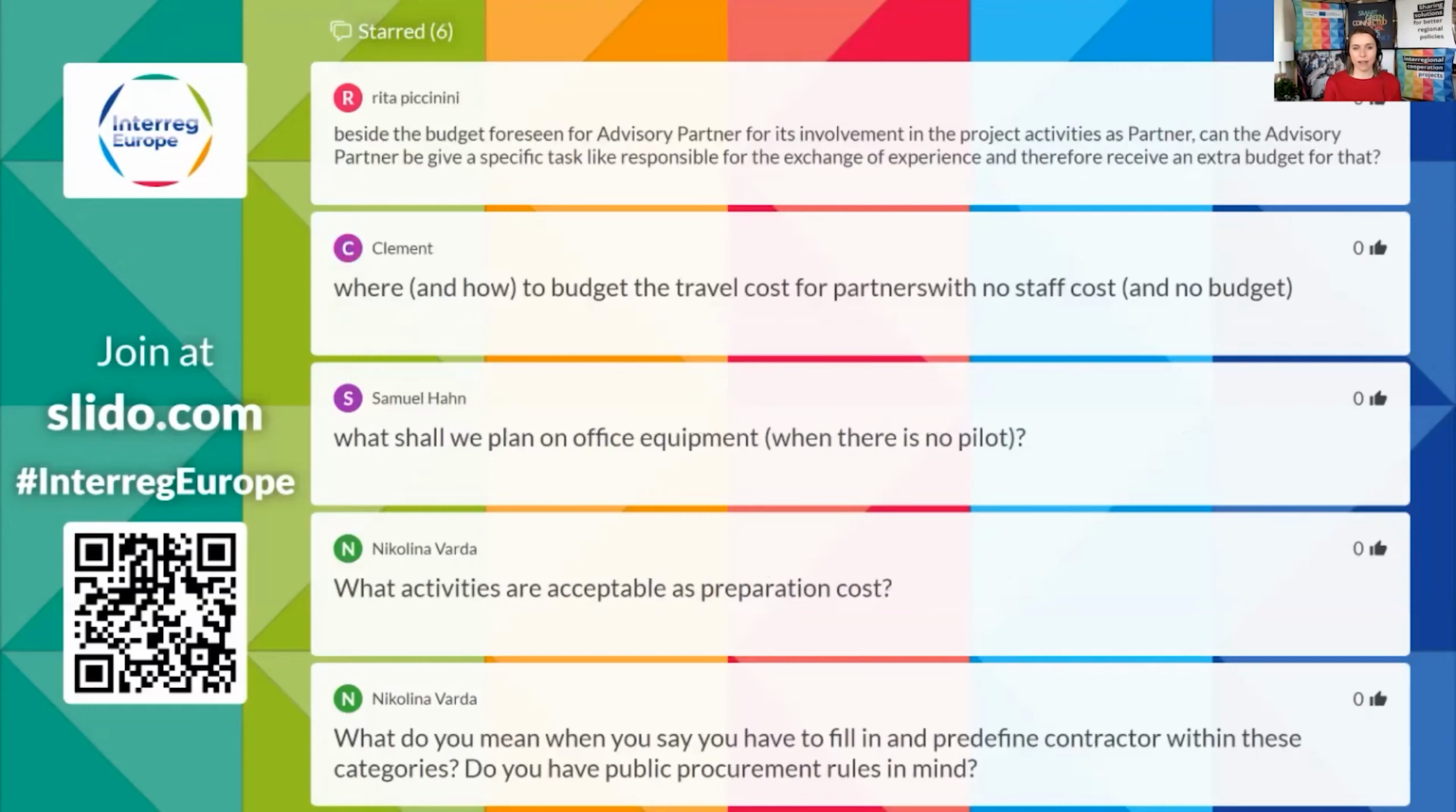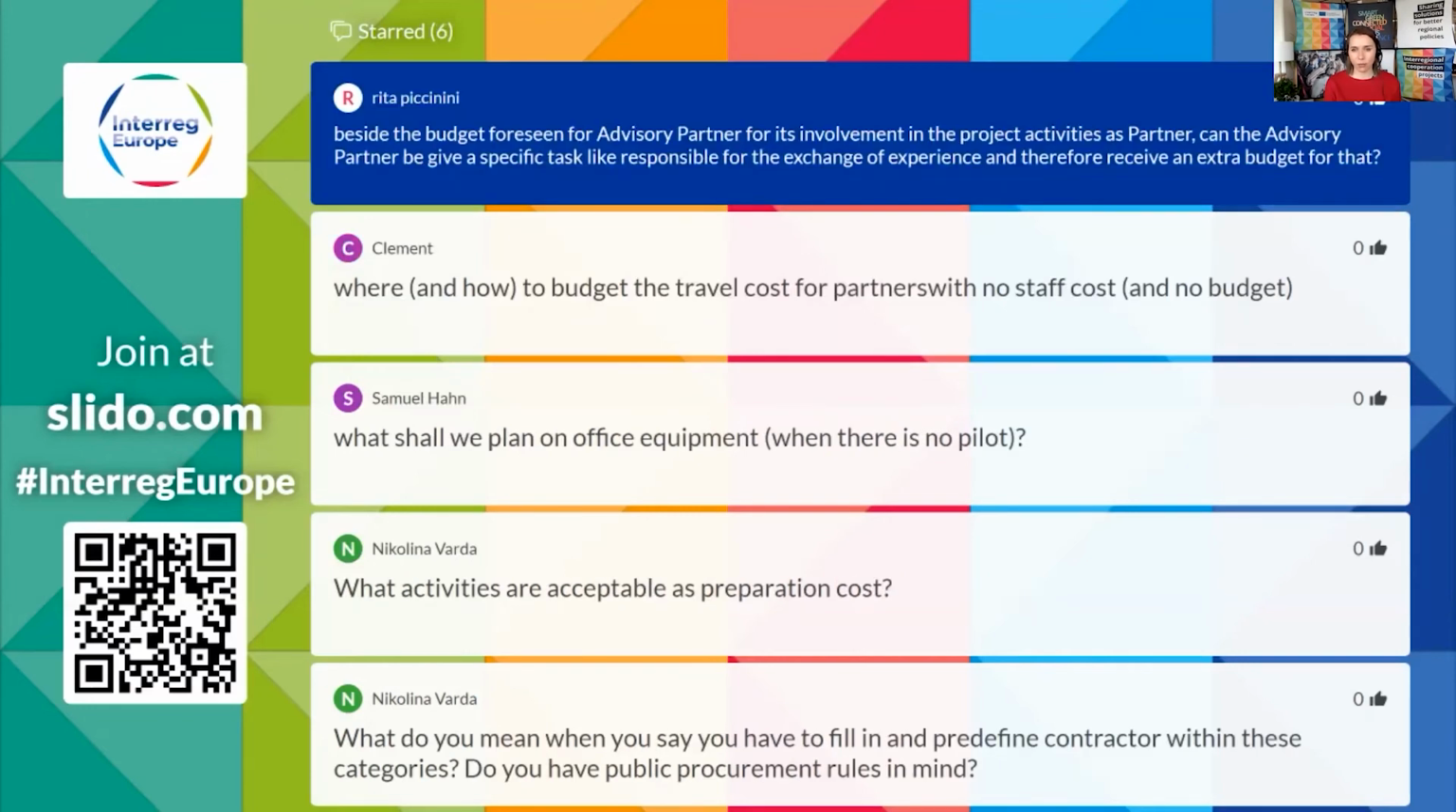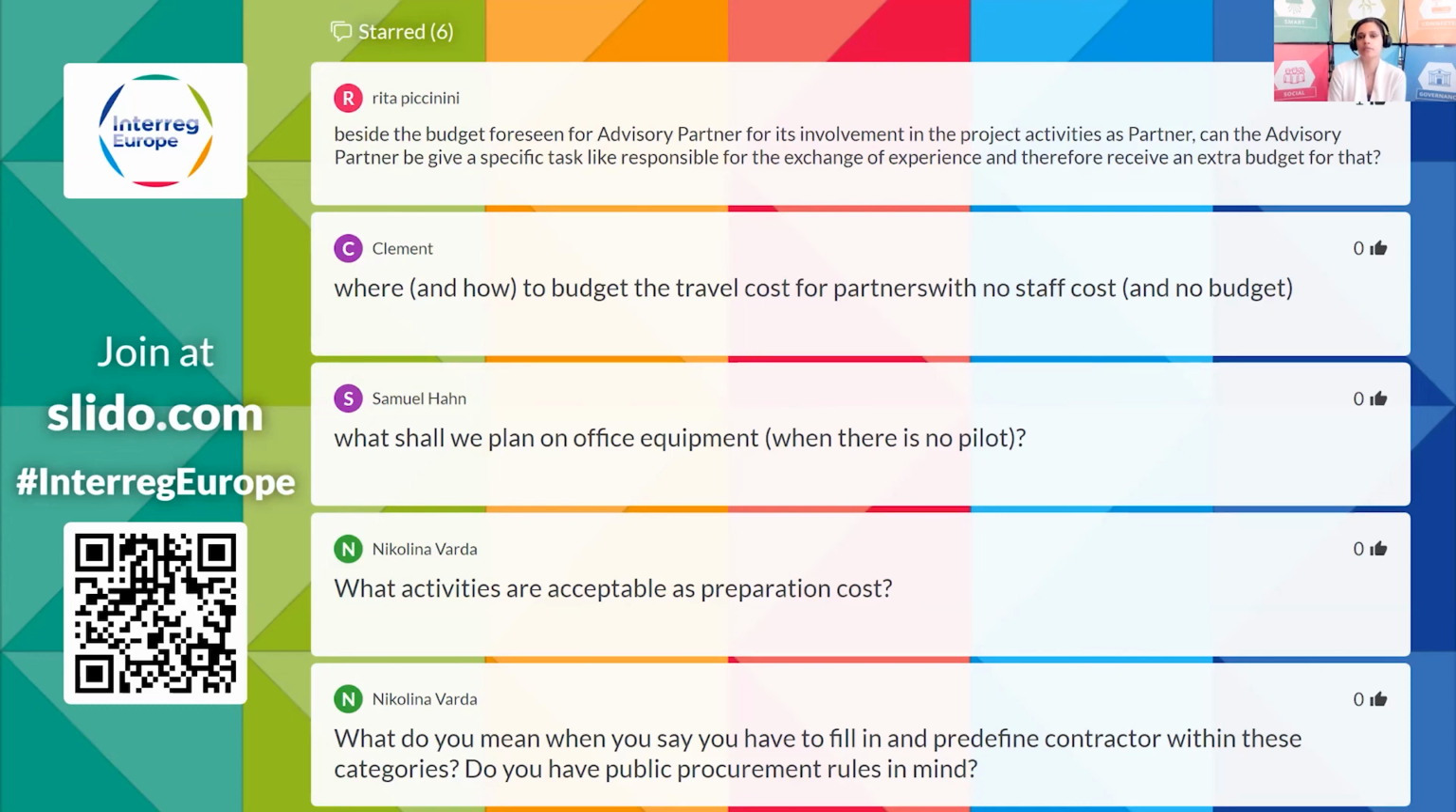Rita is asking us, beside the budget foreseen for the advisory partner for its involvement in the project activities as partner, can the advisory partner be given a specific task, like responsible for exchange of experience, and therefore receive an extra budget for that? The advisory partner can indeed be responsible for a specific task. This is what we often see for the advisory partner. They could be responsible for the exchange of experience, as you mentioned. This is possible, and then of course this will have to be reflected in their budget.